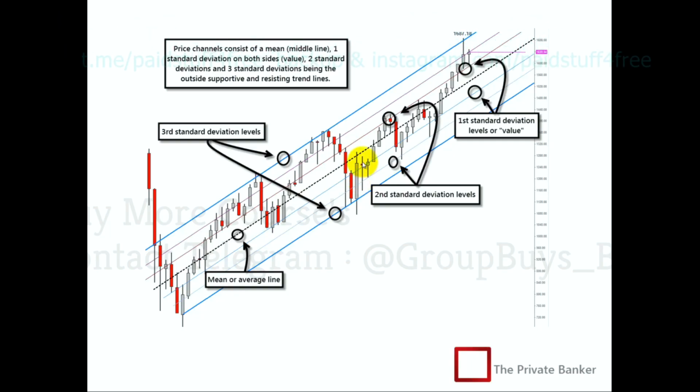It tests an outer extreme again. We found buyers once again. We close back inside of value. One more time, close back in value. Then we open right on the top of value. And what do we do? We run to the other side of value.